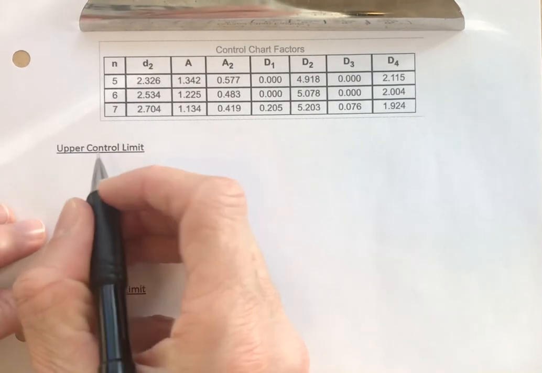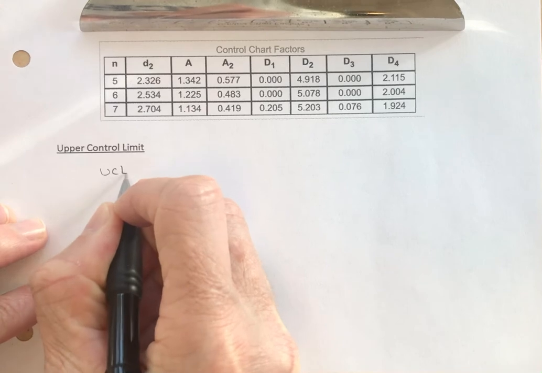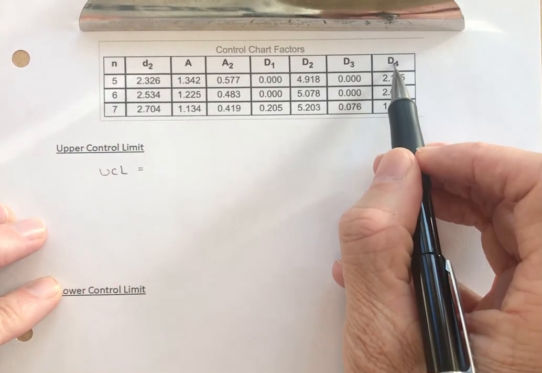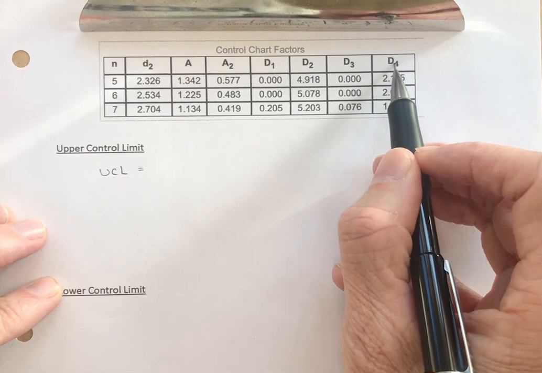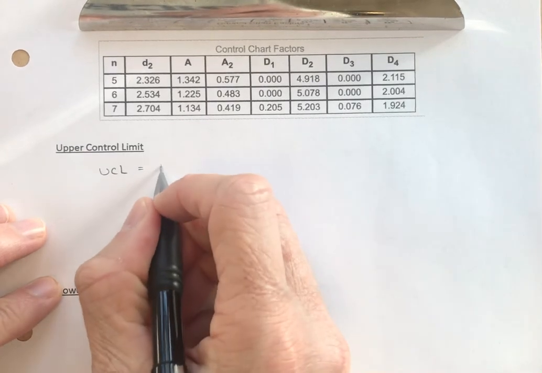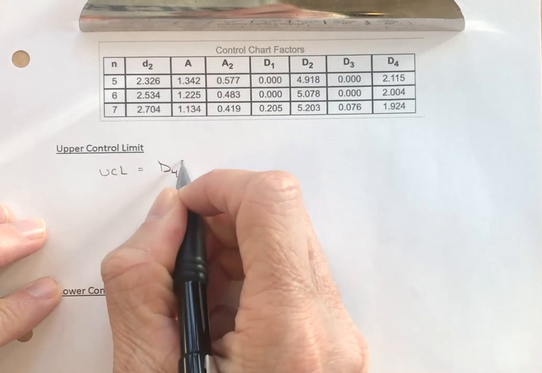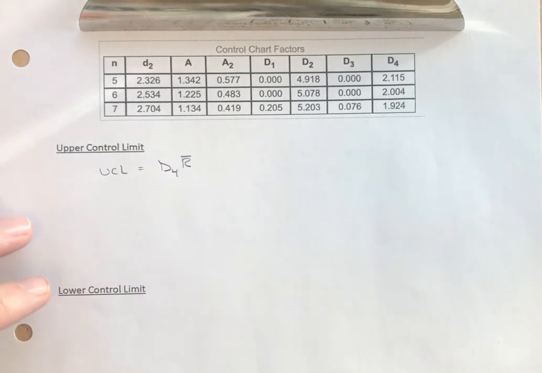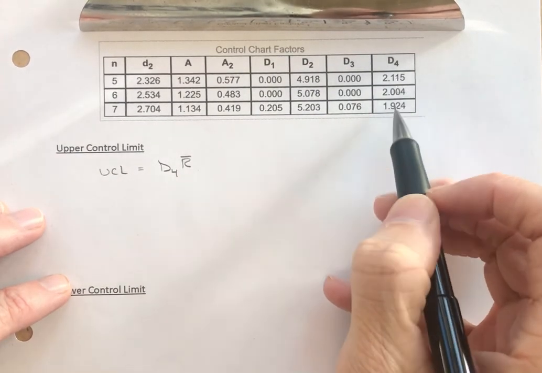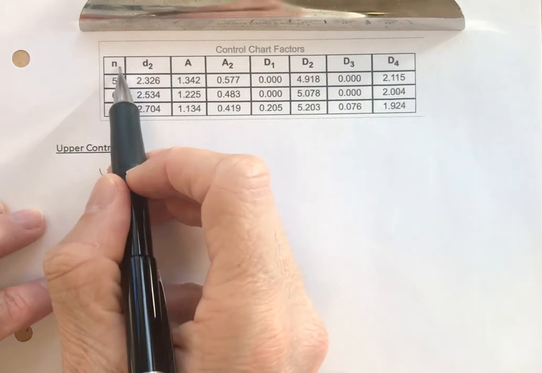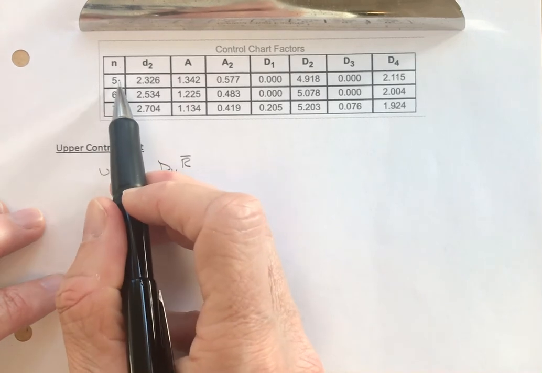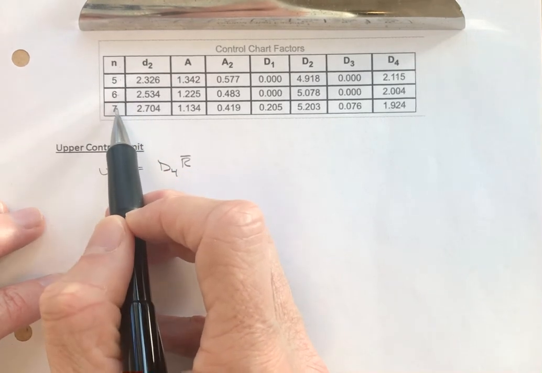How do I determine the upper control limit? Well, in this case, we're told the upper control limit is equal to D4 times the central line, times R bar. So it's equal to D4 times R bar. Again, we're told this, and we want to note that we have three D4 values here. One of those is for 5 items, 6 items, or 7 items.